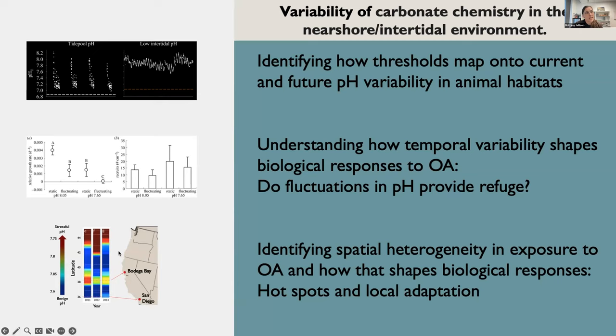And then case studies on thinking about how temporal variability, so fluctuations in ocean acidification or coastal acidification, might provide refuge or accentuate the effects of coastal acidification when it comes to animals living in the near shore. And then also thinking about spatial heterogeneity. So we might find that there are local hotspots, and that can influence the response of different populations to these changes in the future. And so really in that way, being able to understand that spatial variability allows us to look for local adaptation or changes in the environmental history that different populations have experienced.